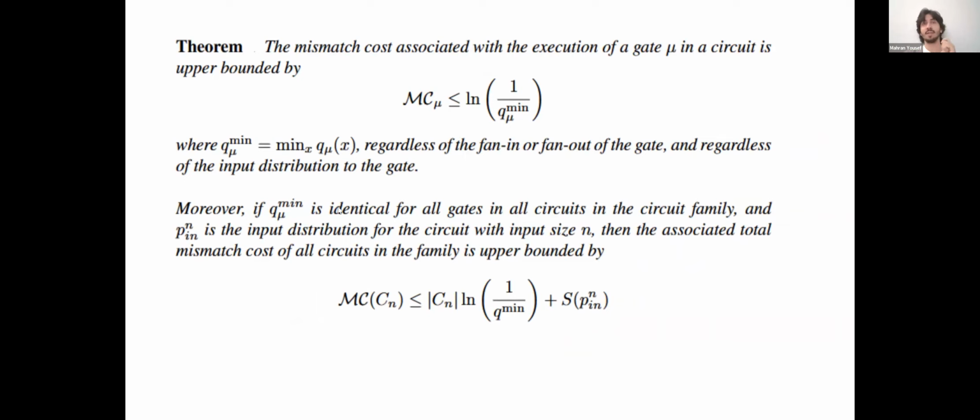And if we assume that all the gates have the same prior, we would see that the mismatch cost of running the entire circuit is upper bounded by the number of gates in the circuit times the logarithm. Here, this number of gates in the circuit is the size complexity, so we would see how mismatch cost relates to size complexity in this case.